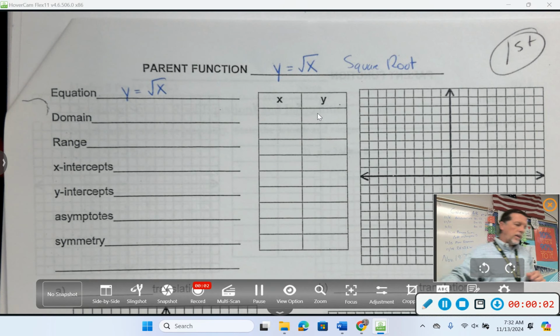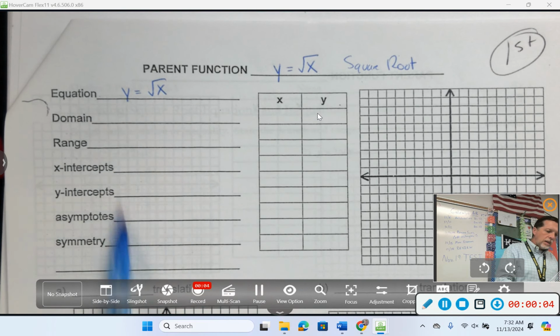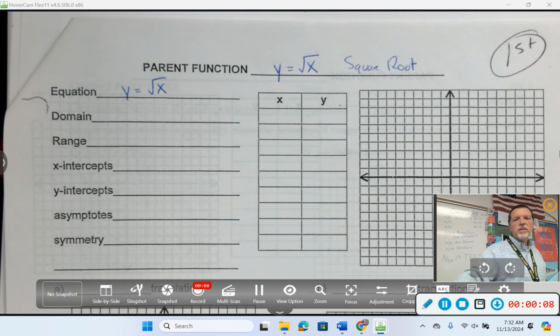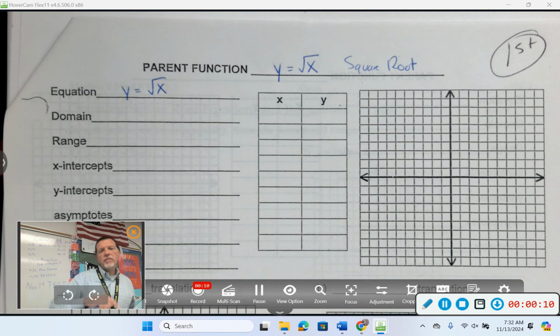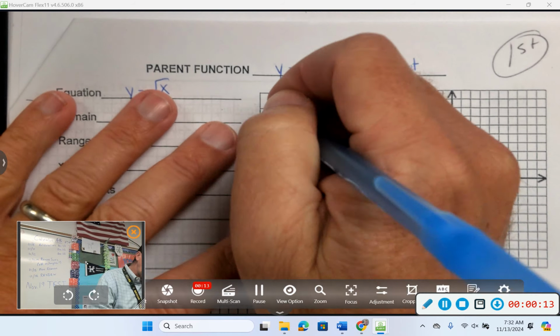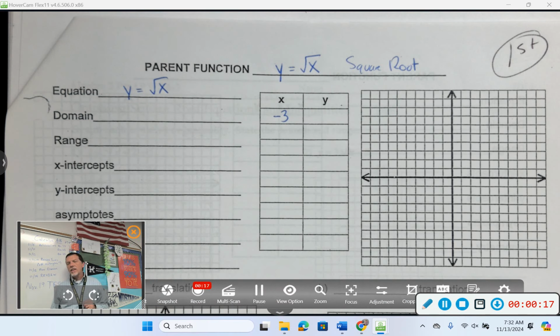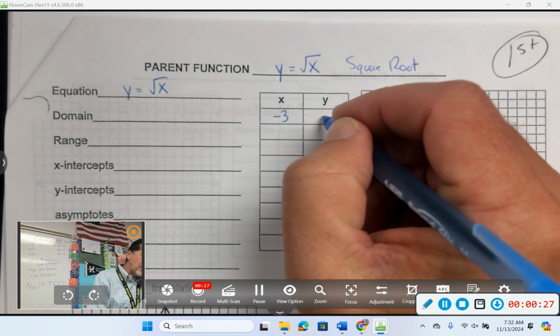All right, so y equals the square root of x. Again, we'll be able to answer these questions in a minute, but probably easier, safer, better to do the table of values. So let's start at negative 3. And hope that bothers you, because what happens when we plug in negative 3? It's imaginary. So where does that go on the graph? Never. It doesn't. So it's like there's nothing there.